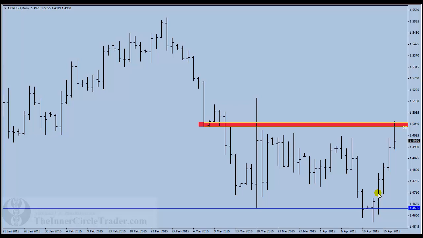Now my question is, knowing what you know already, does that sound like something you would feel comfortable doing? You're buying it after it's already moved. It doesn't make any sense.